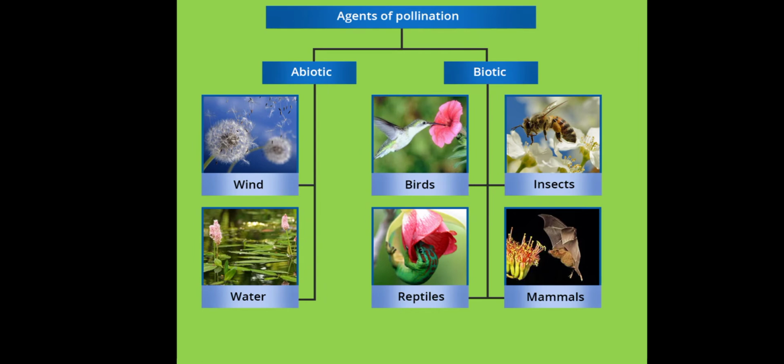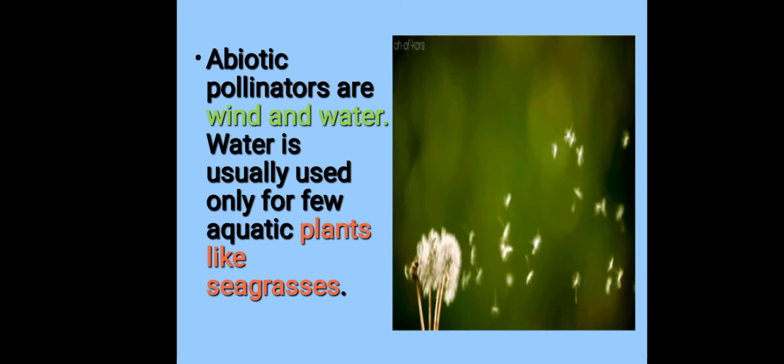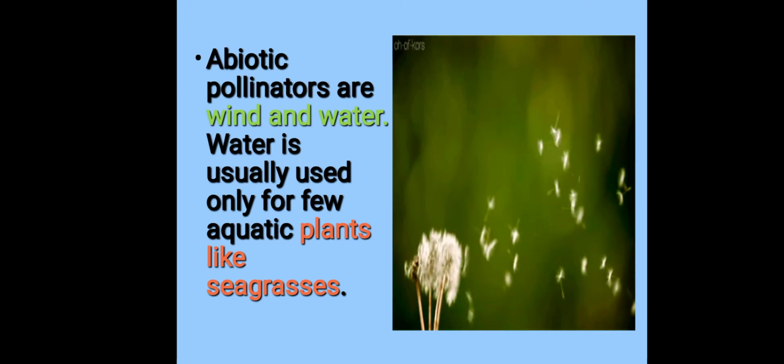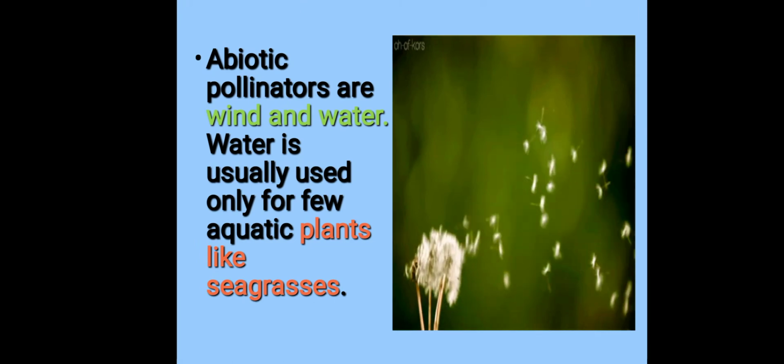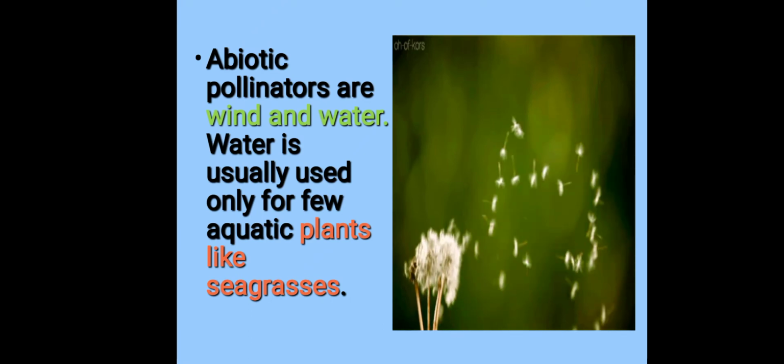So for agents of pollination we have two types, abiotic and biotic. Abiotic would be wind and water, and biotic would be birds, insects, reptiles, mammals, and sometimes even human beings. Abiotic pollinators are wind and water. Water is usually used only for a few aquatic plants like tape grasses.